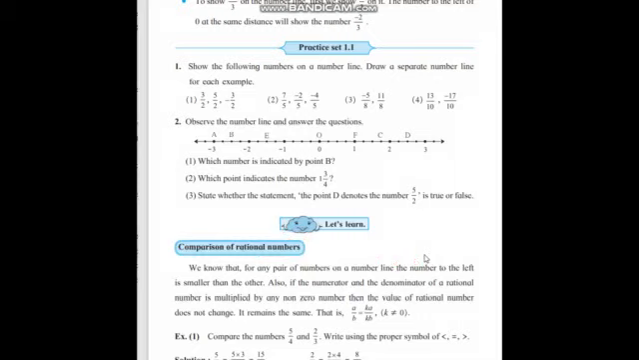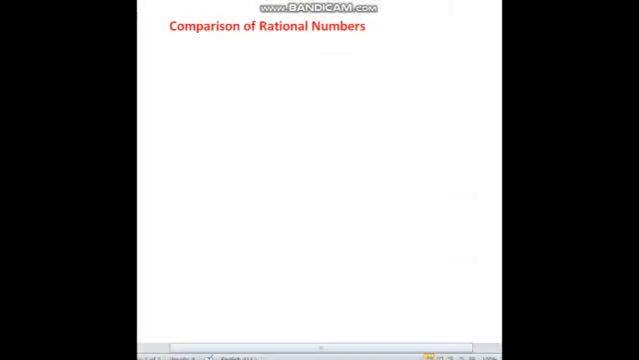So here in the case of rational numbers, we have to do the comparison. Don't get confused. Like the real numbers, we can compare the rational numbers too. Let us see how to compare that.